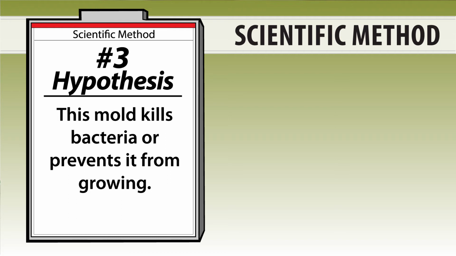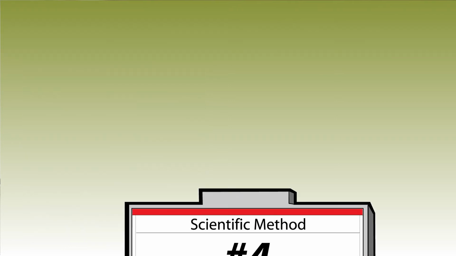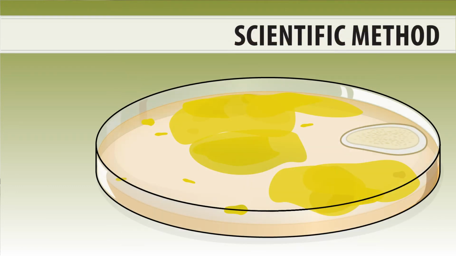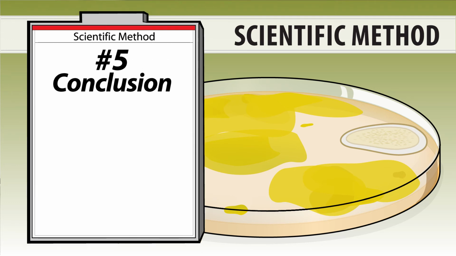Well, once we get our hypothesis or an educated guess, then the scientist or just the individual will do an experiment. And we're going to actually look at the experiment a little bit later in this particular lesson. And finally, the last step of the scientific method is a conclusion. And the conclusion is just a simple statement. It doesn't have to be complex. And a conclusion summarizes the results of the experiment.